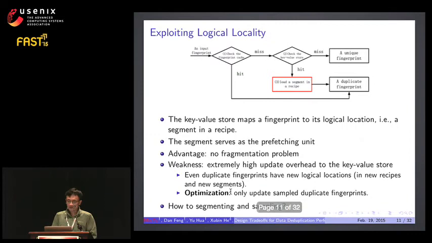To explore its logical locality, the key-value store maps the fingerprints to their logical location, namely a segment in a recipe. In this case, the recipe is divided into non-overlapping segments, and the segment serves as the prefetching unit. The workflow is slightly different from the physical locality. When we find a match in the key-value store, we load a segment in a recipe into the fingerprint cache. The advantage is that we have no fragmentation problem in this approach.